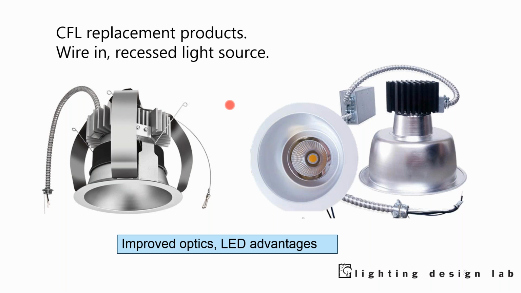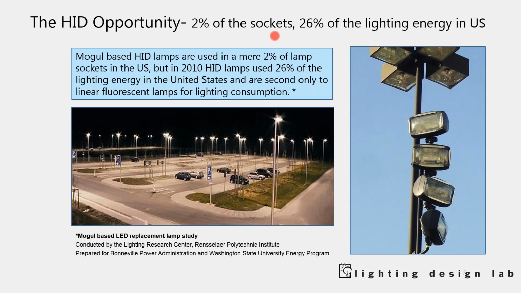All right, so here we have HID, high intensity discharge. Only 2% of the sockets in the US market are HID, but they represent 26% of energy use. The reason being that these are often 400 watt or 1,000 watt. There's not very many of them, but they use a lot of energy. So it is, again, another area that is very ripe for energy savings potential.